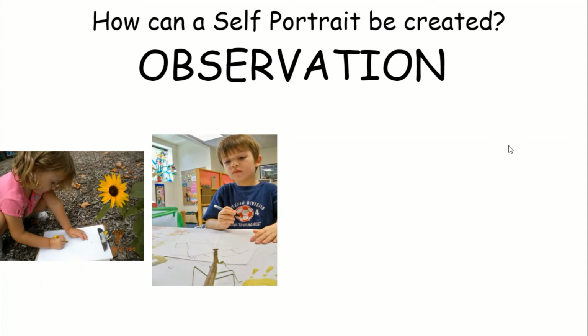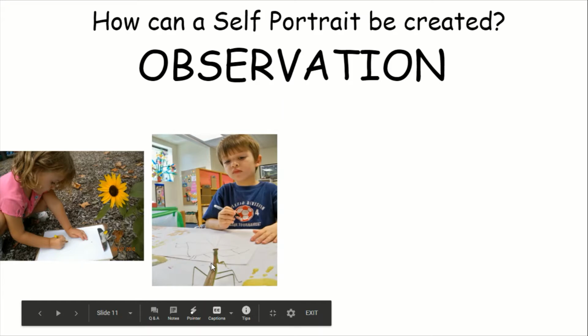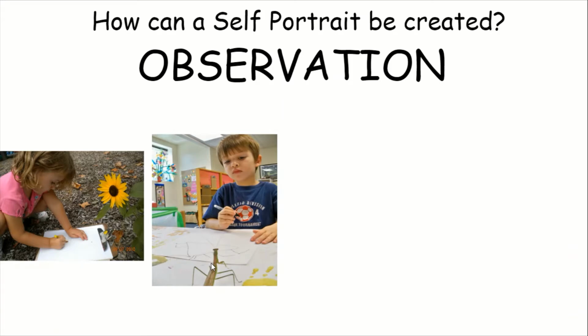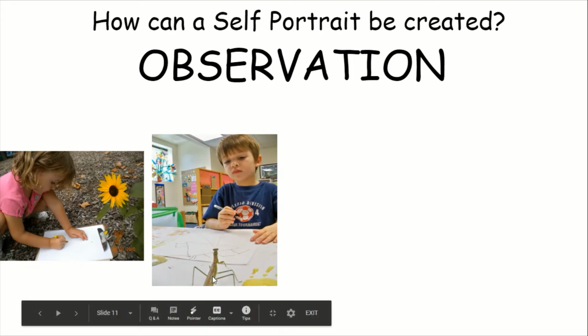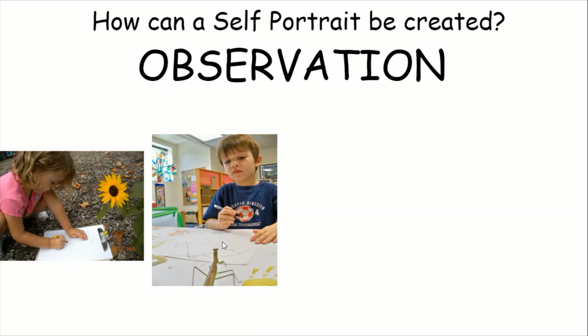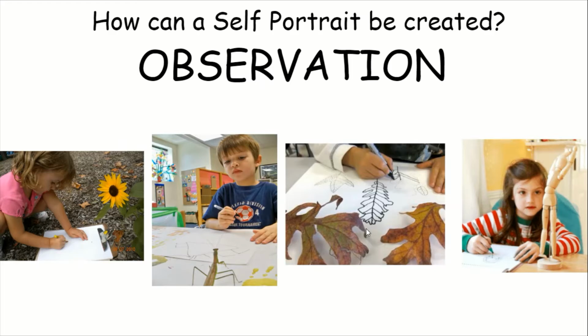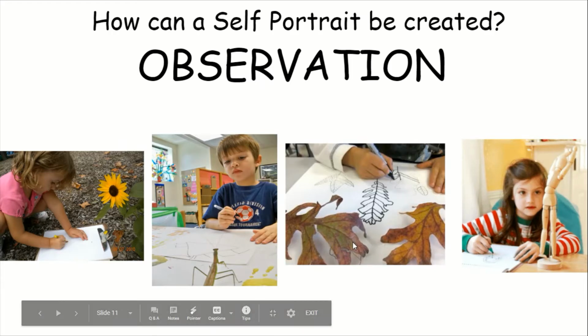Okay, so we're looking at this picture of this little boy. He's looking at a toy insect, and at the same time, he's drawing a picture of that insect on his paper. And here are two other images of students looking at something and then drawing it at the same time.